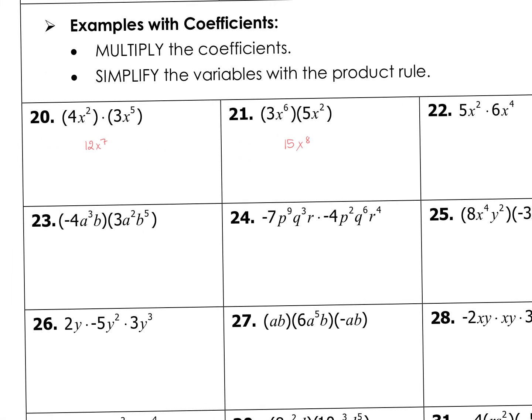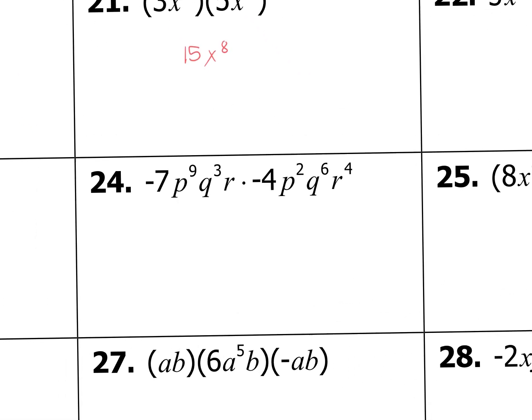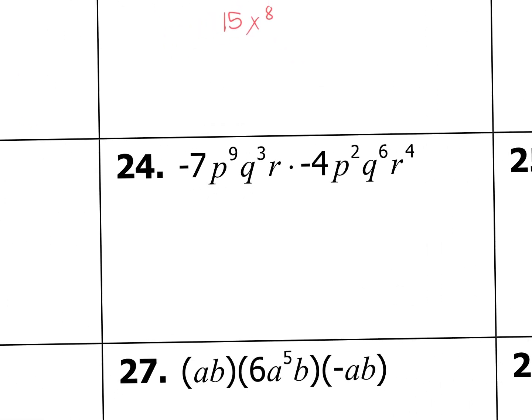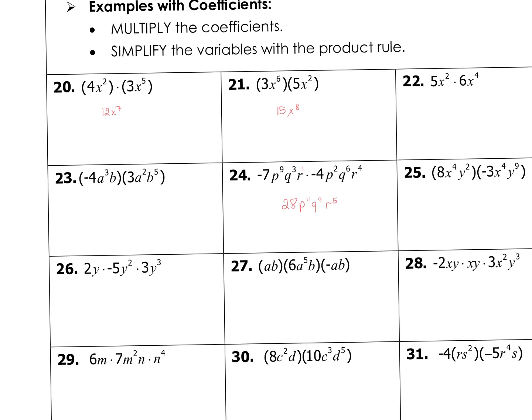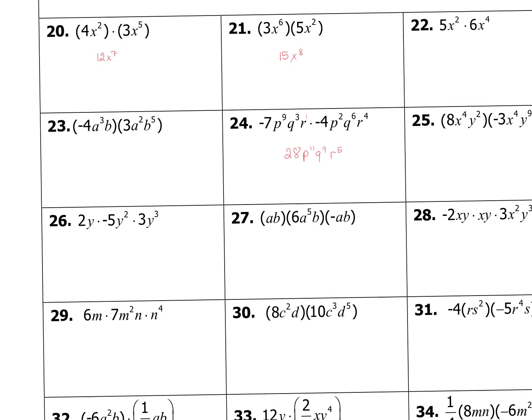All right, so we're going to find something harder and do it. Number 24. Negative 7 times negative 4, you have positive 28. P to the 11, q to the 9, and r to the 5th. We add the exponents. All right, and if I don't do a problem, you're going to take care of that problem on your own. I'm going to move on and do number 27.